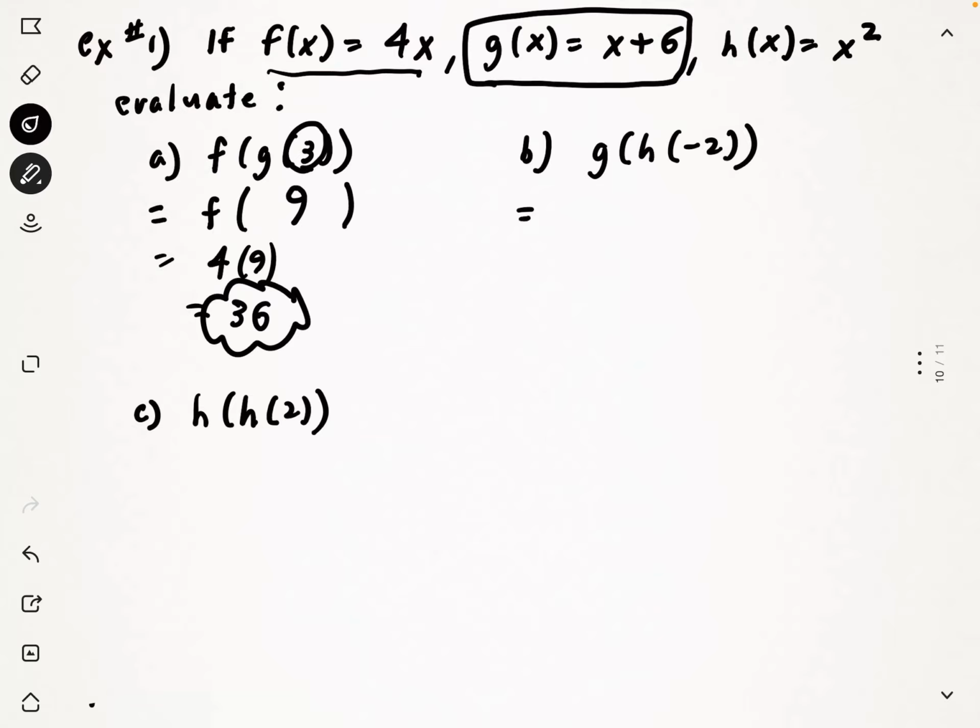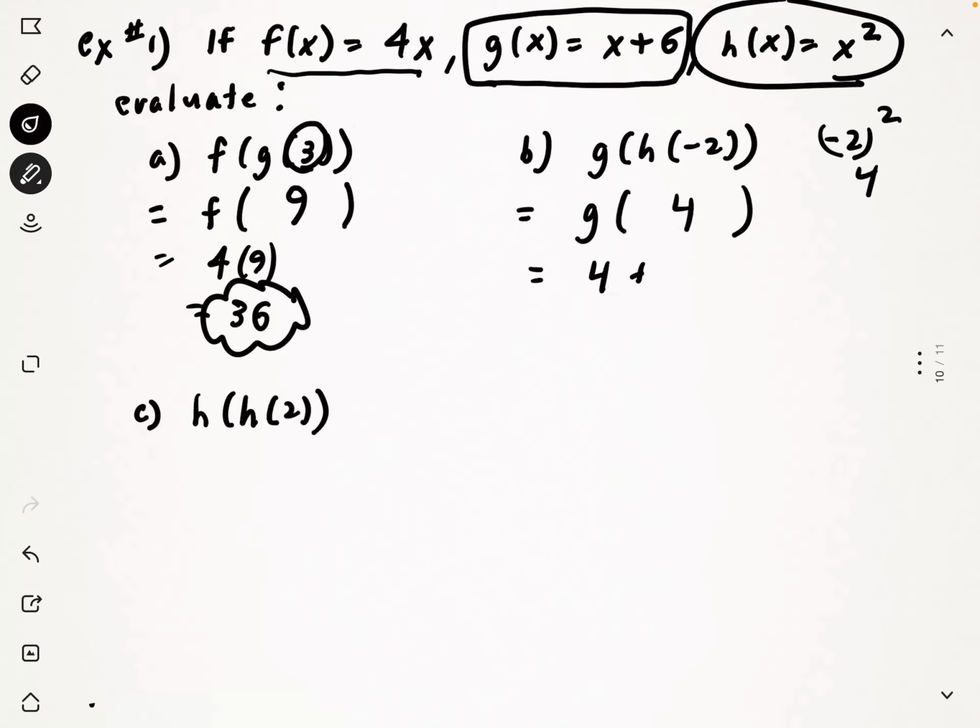So if you want, you can pause this video and try B and C on your own, and then I will come back and correct these. And welcome back. All right, here we are. h of -2. Let's do the inside first. Well, you're plugging in -2 for x in here, so you're doing -2 all squared, which is positive 4. So h of -2, -2 times -2 is positive 4, and then you work on the outside, g of 4. You put in 4 for x, and you have 4 plus 6, which is 10.